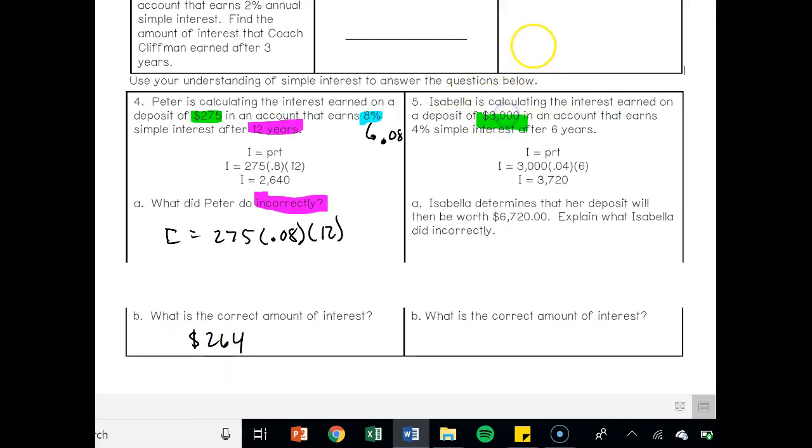Take a look at Isabella's case. She has a $3,000 principal with 4% interest, and she keeps it in the bank for 6 years. She says, hey, 3,000 times 0.04 times 6, that looks right, 3,720. But then Isabella says, hey, it's $6,720. No.